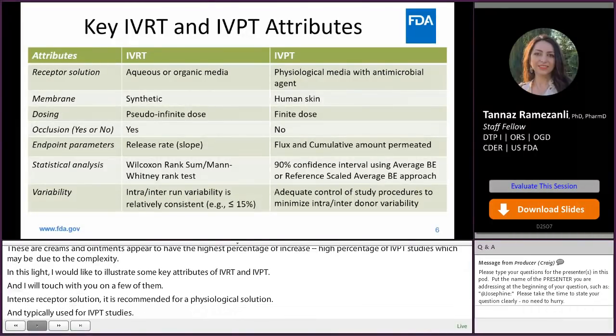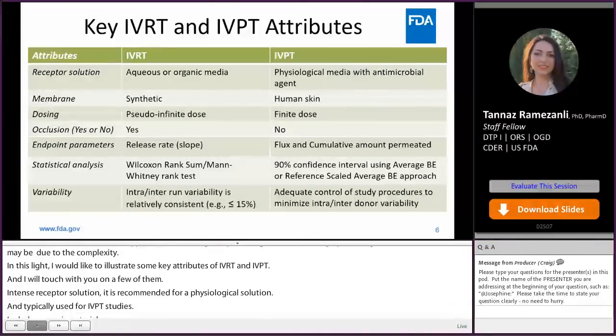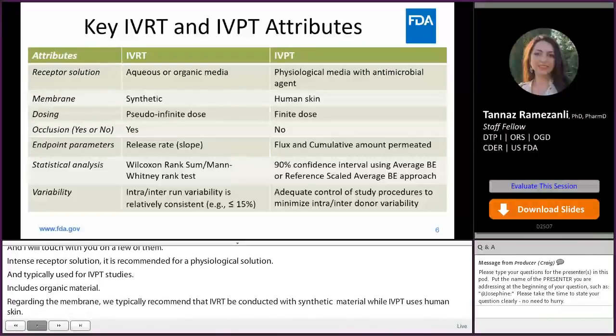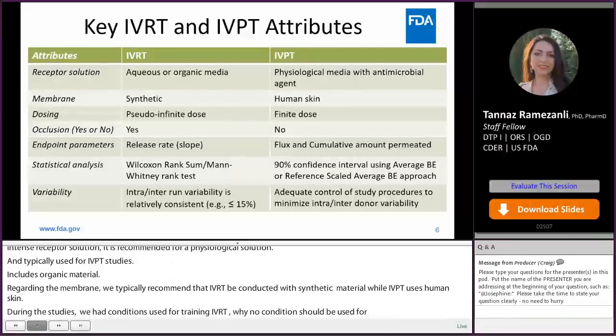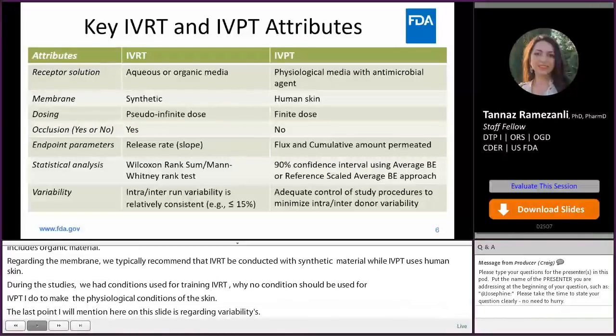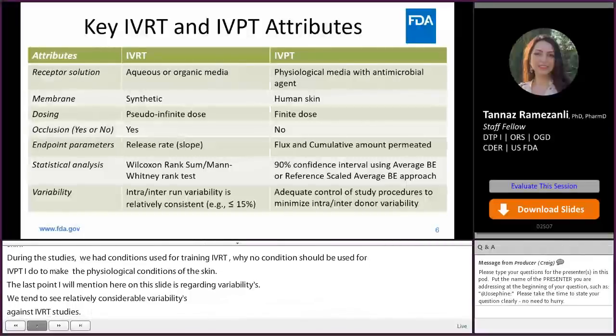Regarding the membrane, we typically recommend that IVRT be conducted with synthetic membrane, while IVPT uses human skin. During these studies, we expect that occluded conditions be used for IVRT to prevent evaporation or drying, while non-occluded conditions should be used for IVPT in order to mimic the physiological conditions of the skin. The last point I will mention in this slide is regarding variabilities. We tend to see relatively consistent variabilities across IVRT studies, while for IVPT, some degree of intra- and inter-donor variability is seen, but this can be minimized with adequate control of study procedures.